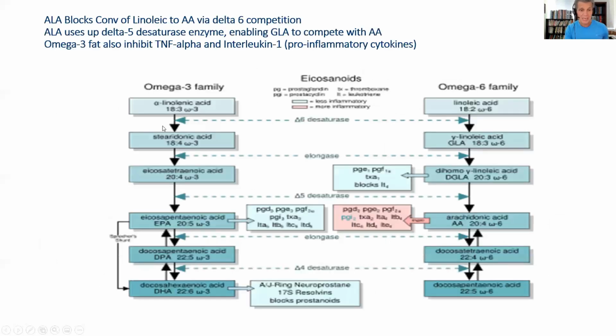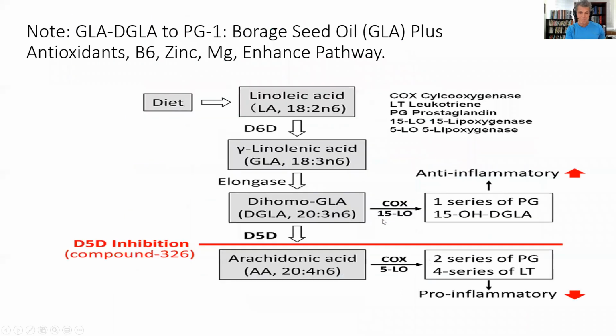So again, this is just the same thing repeated. Here's the alpha-linolenic acid from flaxseed oil becoming icosapentaenoic acid, forming prostaglandin series 3. Here's linoleic acid becoming arachidonic acid, and then there's your prostaglandin series 2.